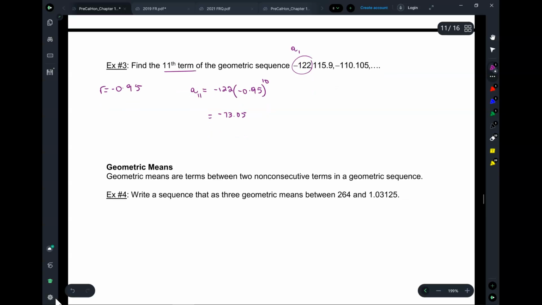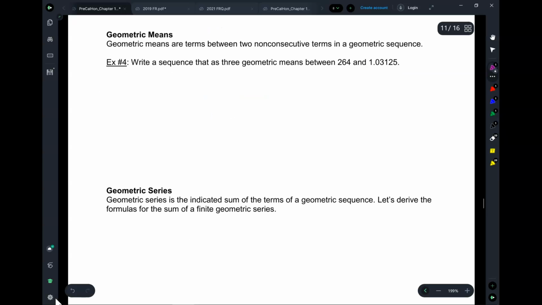Okay, next one. Geometric means is the same idea as arithmetic means. If you take a geometric sequence and grab any two non-consecutive terms, all the ones in between are geometric means. So let's write a sequence that has 3 geometric means between 264 and 1.03. So 264 is here, and then 3 geometric means: 1, 2, 3.